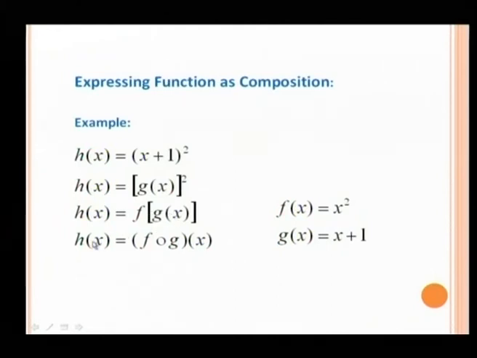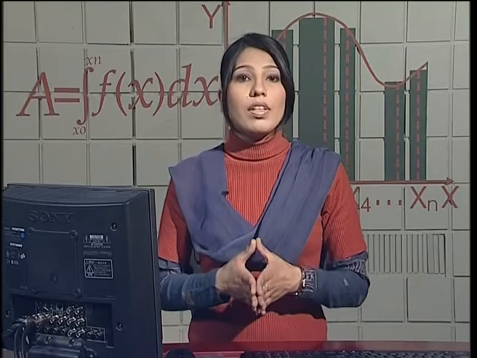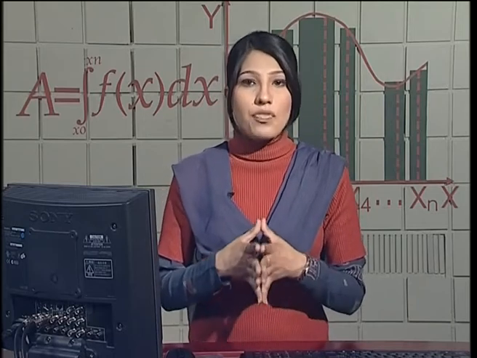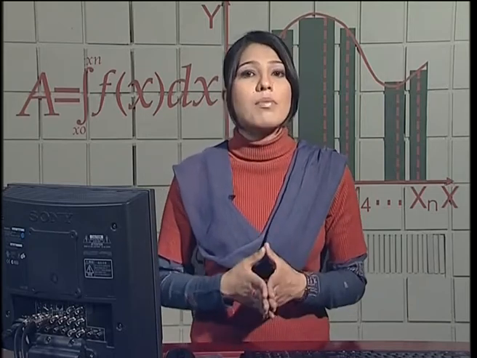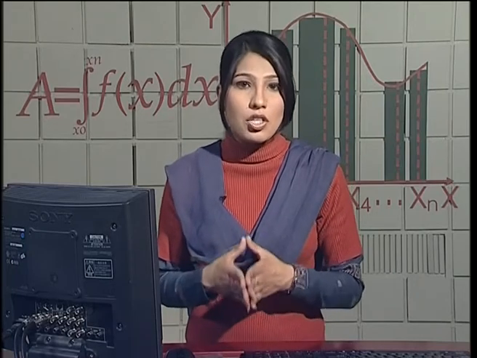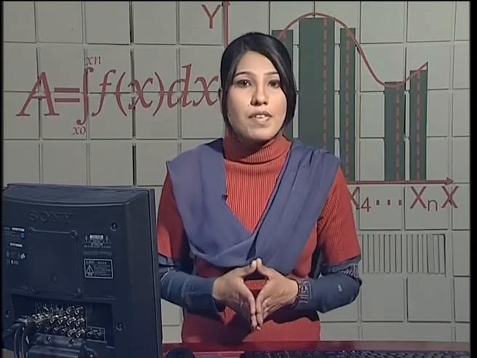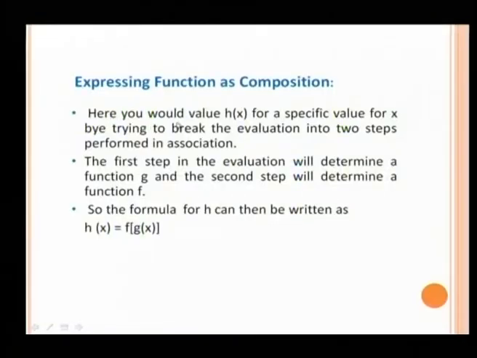So finally, expressing a function as composition would become h of x is equal to f of g of x. Over here, the thought process of this example suggests a general procedure for decomposing a function h into f of g of x. That process can be shown on the screen. Here we would evaluate h of x for a specific value for x by trying to break the evaluation into two steps performed in association.